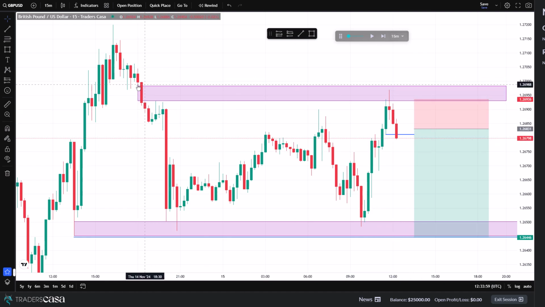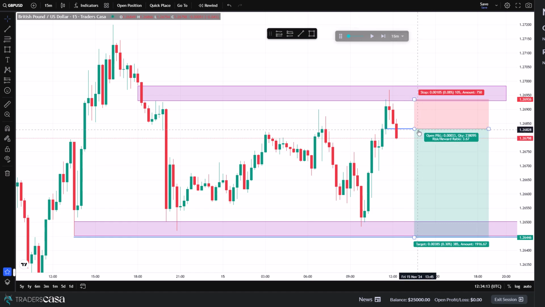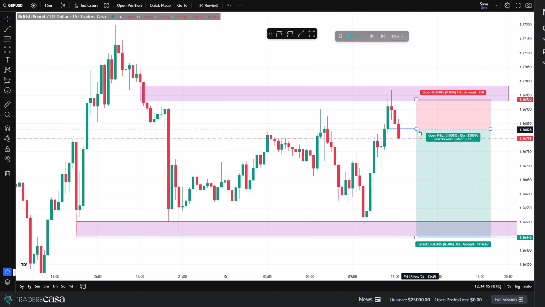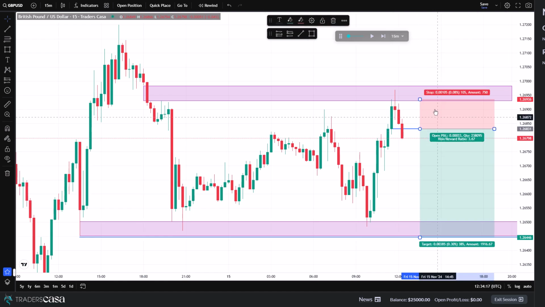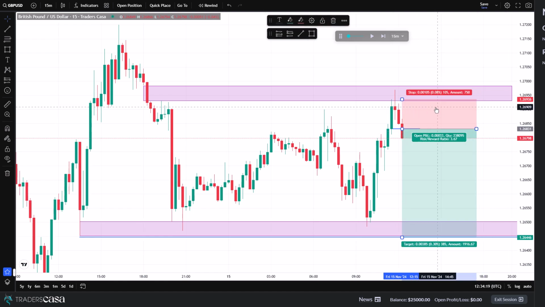We have gotten the rejection away from the fair value gap. We've gotten a change in the state of delivery, and I could look for a continuation of this rejection. So this is what the trade would look like. And yeah, I took this trade on Friday and thought to make a video about it today.